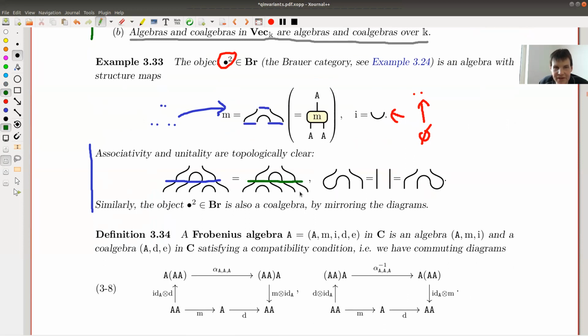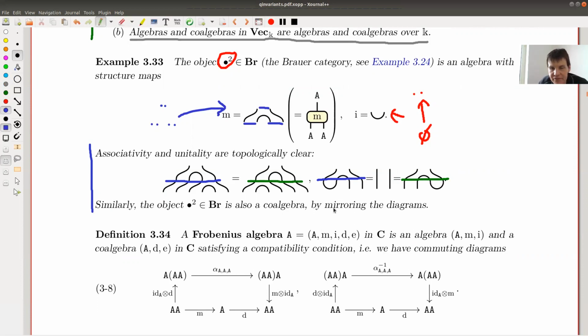Not co-associativity, associativity and unitality. Cut it like this and you will see it. That's exactly associativity and that's exactly unitality. And they're topologically absolutely clear. You just pull in the slack, and that's the cobordism, as I explained before anyway.